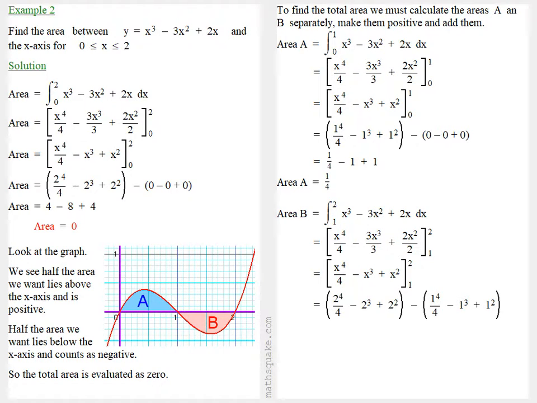So that is 2 to the 4 over 4 minus 2 cubed plus 2 squared. Take away 1 to the 4 over 4 minus 1 cubed plus 1 squared, which gives us 4 minus 8 plus 4. Take away a quarter minus 1 plus 1. And that simplifies to minus a quarter. Now the area has to be minus a quarter made positive, so that's plus a quarter. So the total area of A plus B is a quarter plus a quarter, which equals a half. So our answer is the total area is a half.